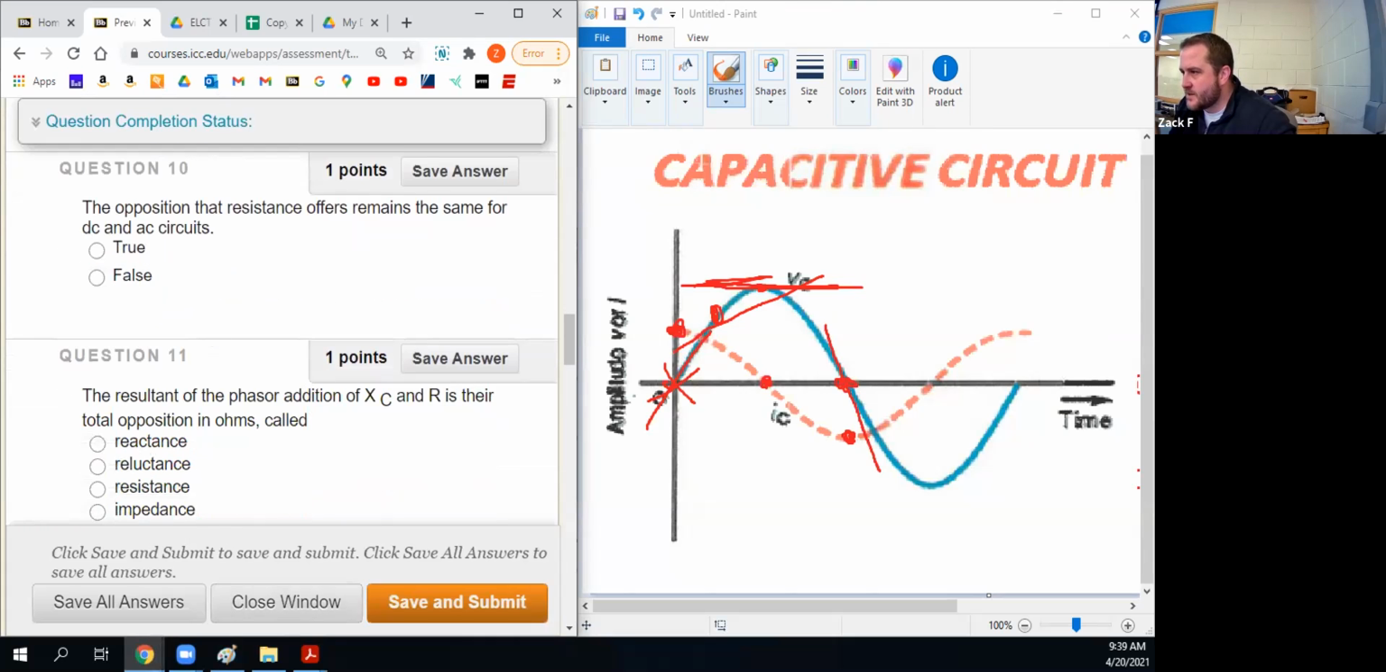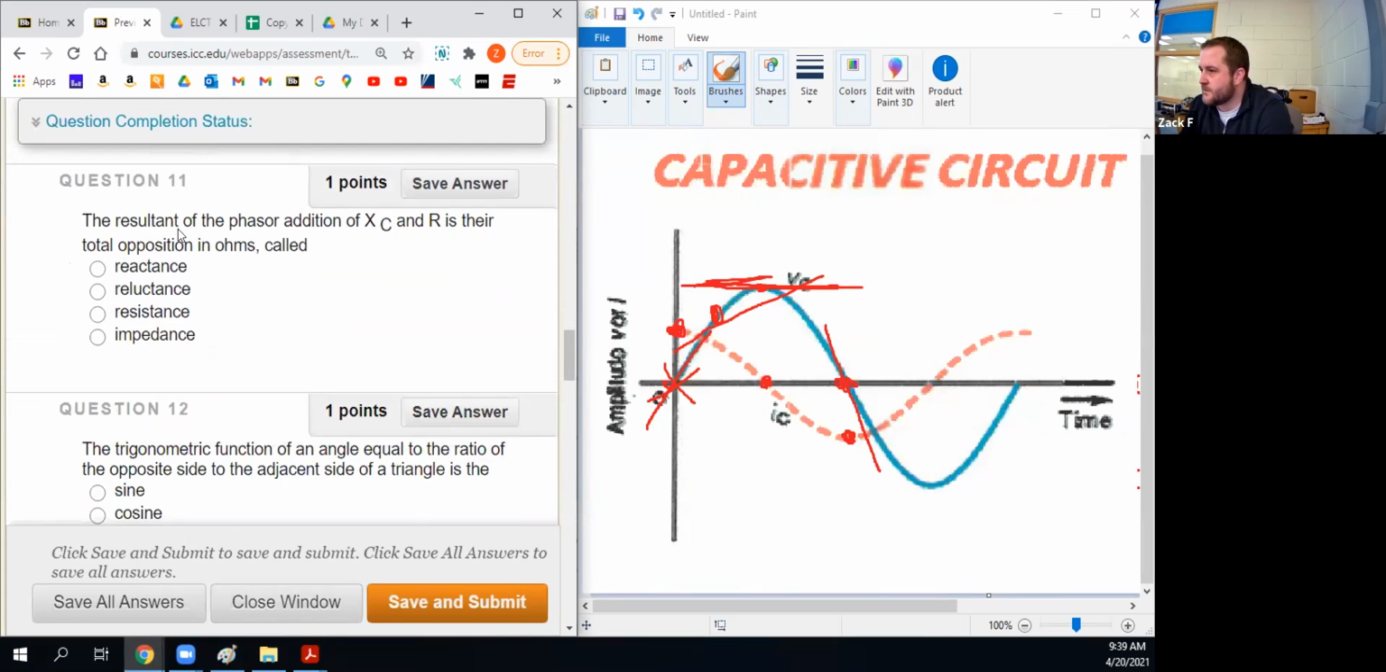The opposition that resistance offers remains the same for DC and AC circuits. Is that true or false? That's true, because a resistor doesn't care if it's AC or DC. The resultant phasor addition of capacitive reactance and resistance is their total opposition in ohms, and that fancy word is called impedance.